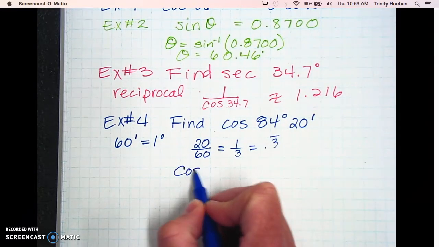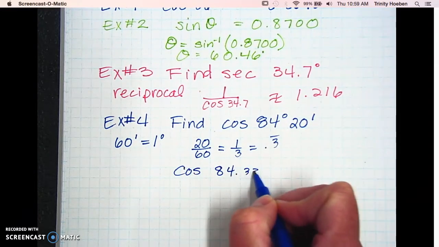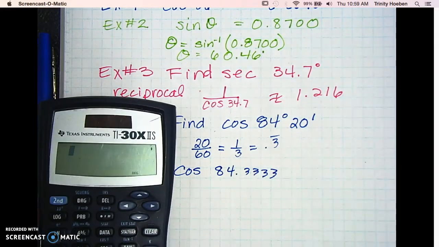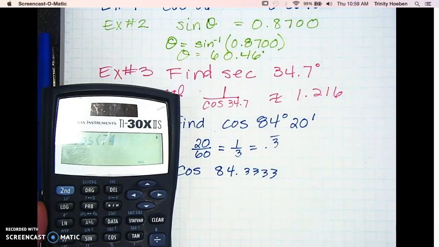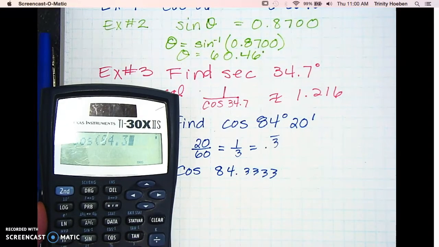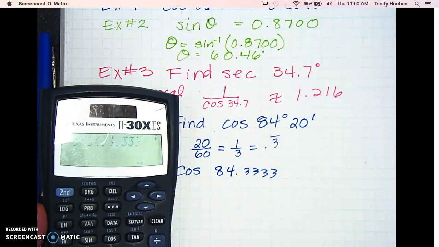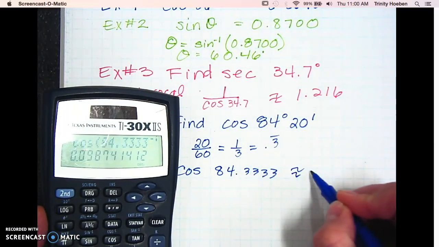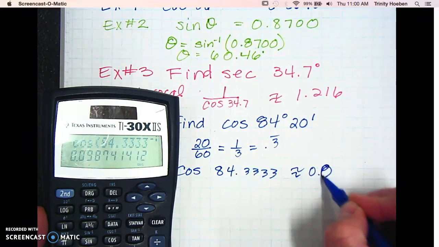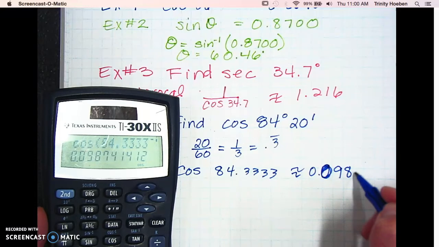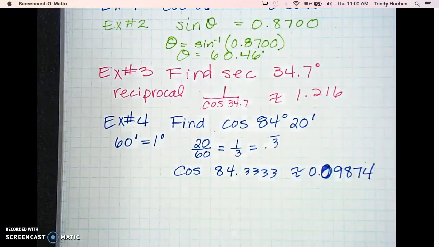So let's go cosine of 84.333333. Type a couple of 3's in when you type it in your calculator. So we'll go cosine 84 point, oh, I typed 74. Type a couple 3's in there, hit the equal sign, and it gives you roughly 0.09874. Good enough. Any questions on example number 4 there? No.